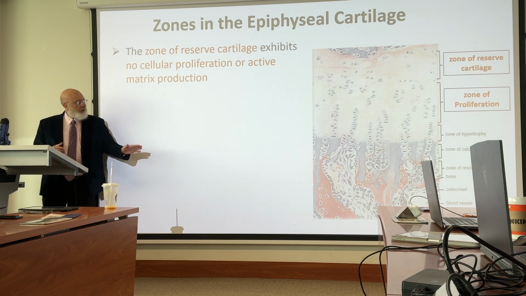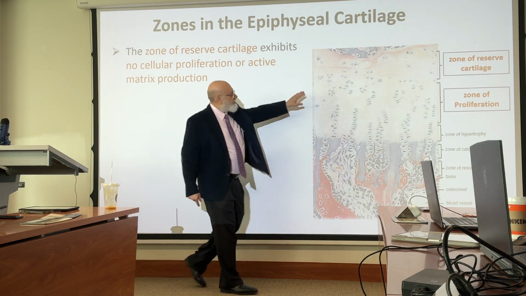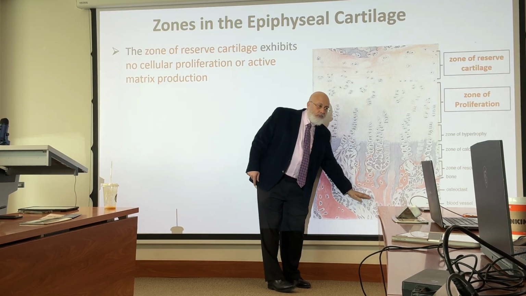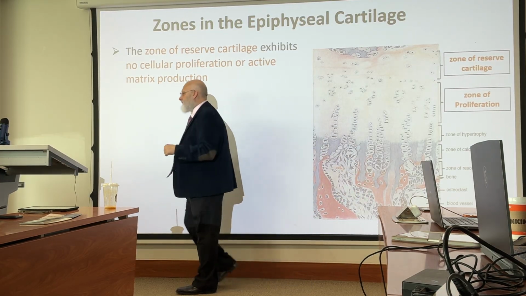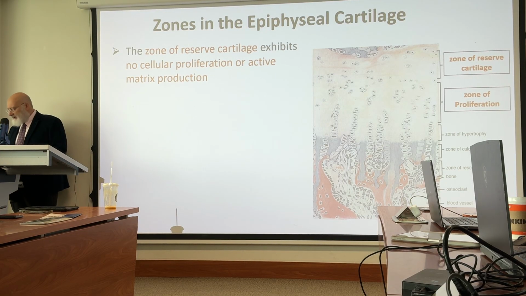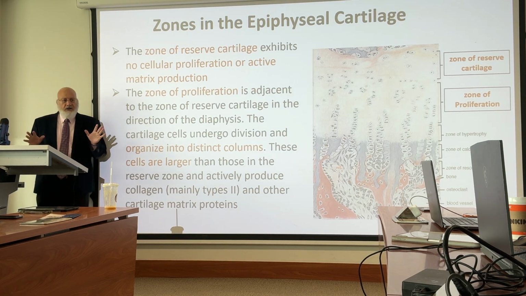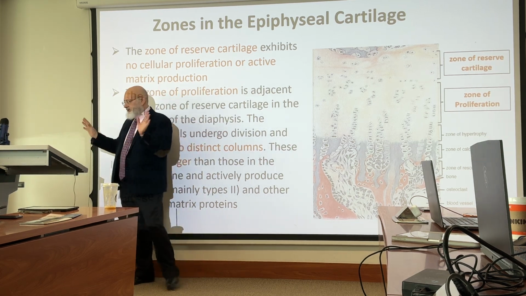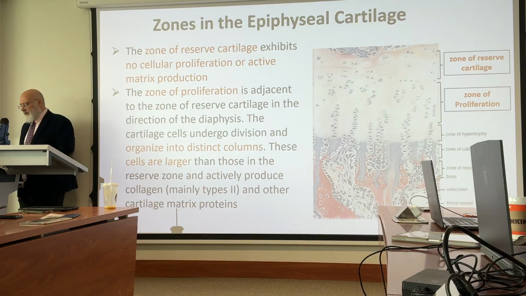So the first one is called the zone of reserve cartilage. This is the articular surface up here. This is inside the bone marrow. So the first layer is called the zone of reserve cartilage. There's no cellular proliferation. Reserve, like you have people waiting until they are needed, so that's its function. Just sit there, not really much activity.